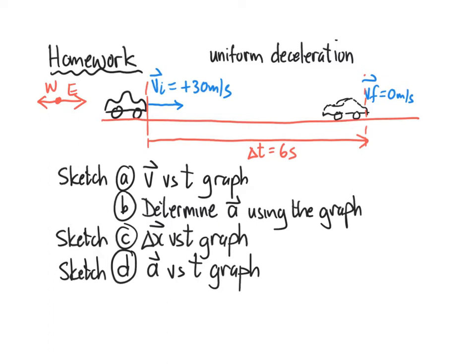The problem was that there's a motor vehicle traveling at a velocity of 30 meters per second, and then the brakes are applied and the vehicle is brought to rest in 6 seconds at a uniform deceleration. Sketch the velocity versus time graph, determine the acceleration using the graph, sketch the change in position versus time graph, and lastly sketch the acceleration versus time graph. So let's now look at the solution to these problems.